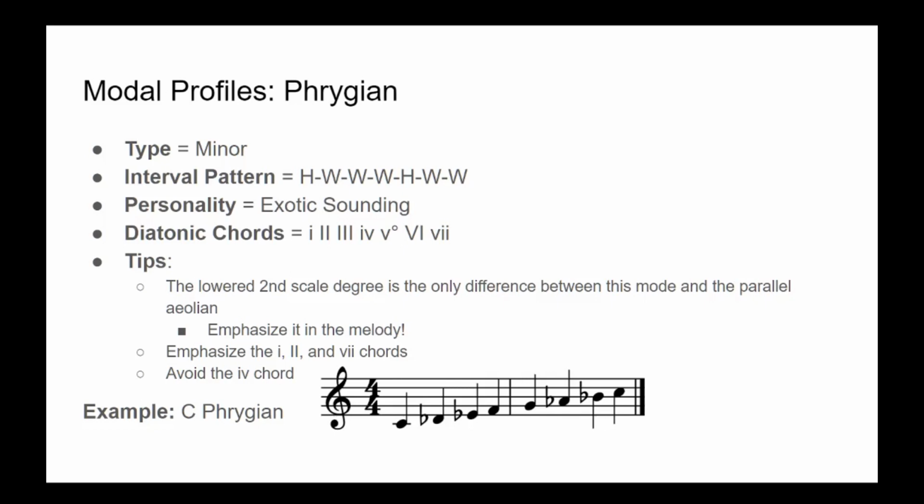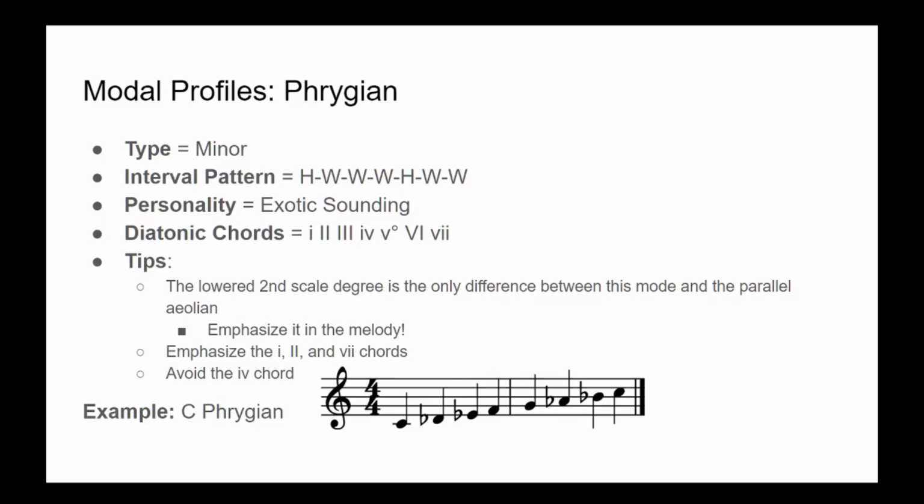Next, we have the Phrygian mode, which is also a minor mode. Once again, that means that the 1st chord is a minor chord. To create a Phrygian mode out of any note, simply pick your tonic, move up a half step, 3 whole steps, a half step, and 2 more whole steps.